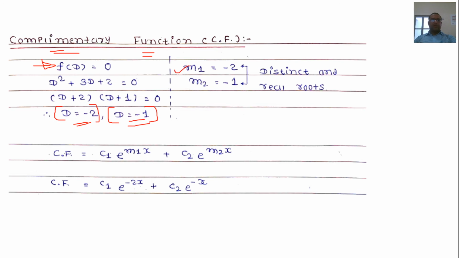So we have m1 is equal to minus 2 and m2 is equal to minus 1. So it is distinct and real roots. So in that case, the complementary function CF is given by c1 e raised to m1x plus c2 e raised to m2x. Put the values of m1 and m2, you will get CF is equal to c1 e raised to minus 2x plus c2 e raised to minus x. So this is the complementary function.